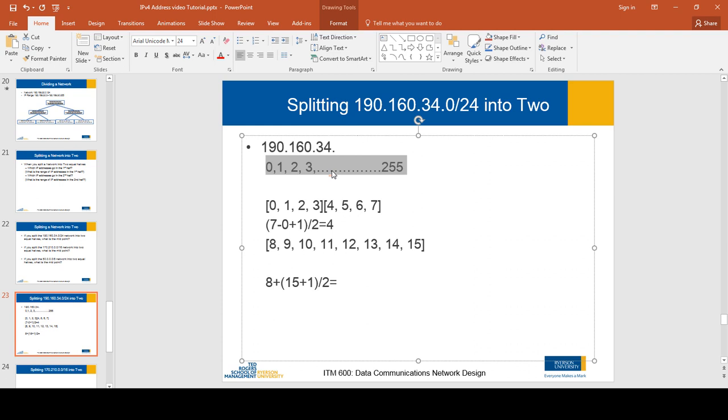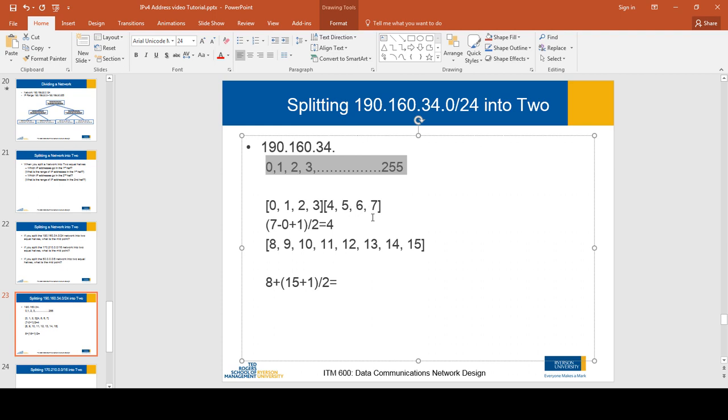Right. Now I want to split this range of IPs and find the midpoint so that I can say which IP addresses go in the first half and which IP addresses go in the second half. There is no exact midpoint because the number of items here is 256, which is an even number, but we can find the last IP of the first half and the first IP of the second half easily.